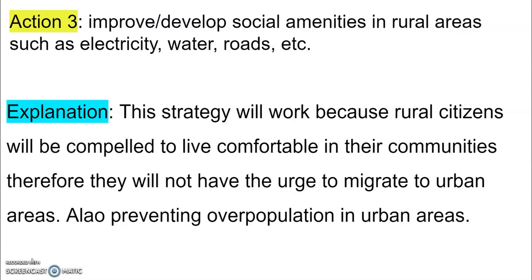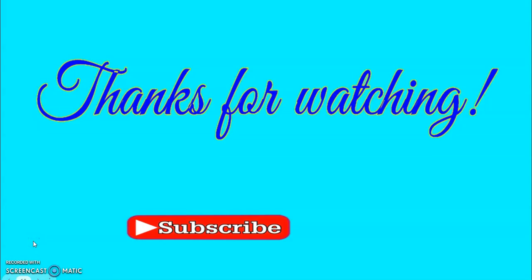Because they believe that the social amenities in their communities are poor, or because they need developing, right? So this will be developed. The social amenities in the rural areas will be developed, right? And this will also prevent overpopulation in urban areas, right? So because the citizens in the rural areas will not have to migrate to urban areas to seek better social amenities, this will help to also prevent overpopulation in urban areas, right?